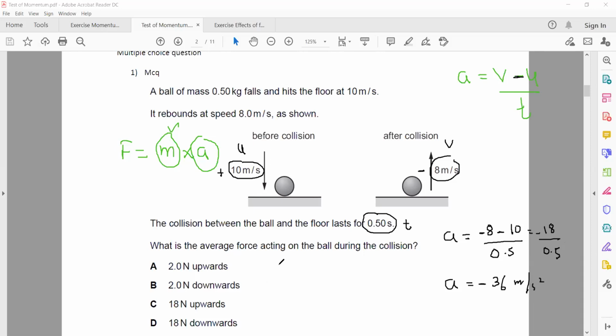Then we need the force. How to get the force? F equals ma. Force is equal to mass multiplied by acceleration. The mass of the object is given in the question. What's the mass? It's 0.5. And what is acceleration, or the rate of change of velocity? It's minus 36. So 0.5 multiplied by minus 36, what will we get? We'll get minus 18 Newton.